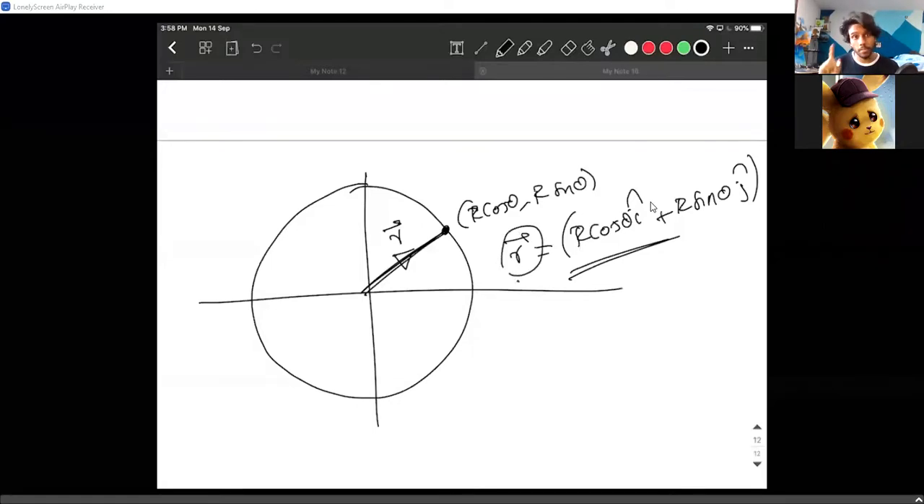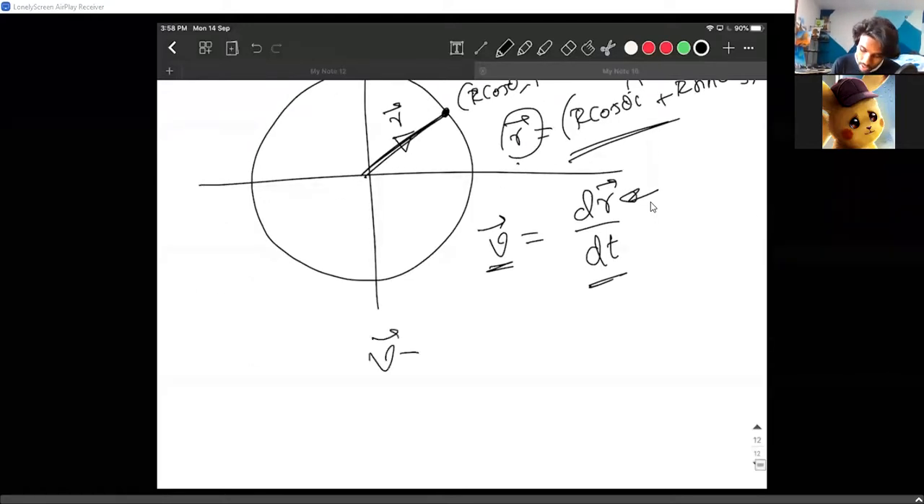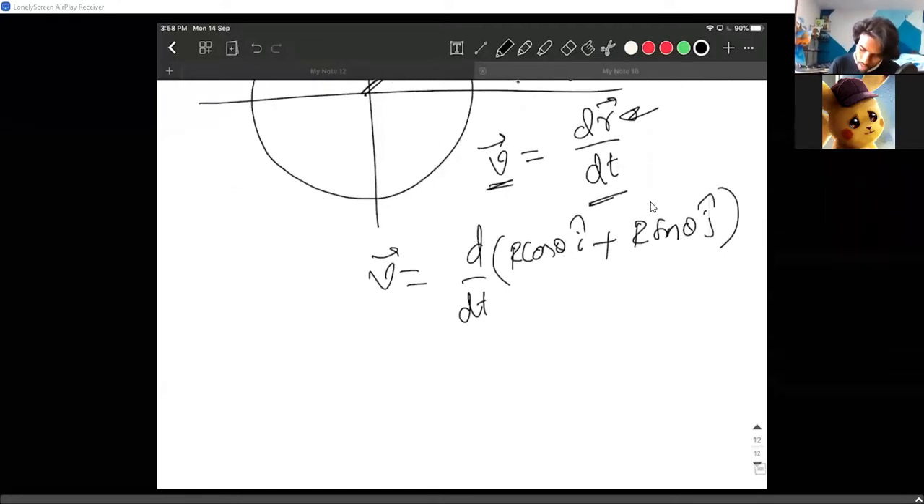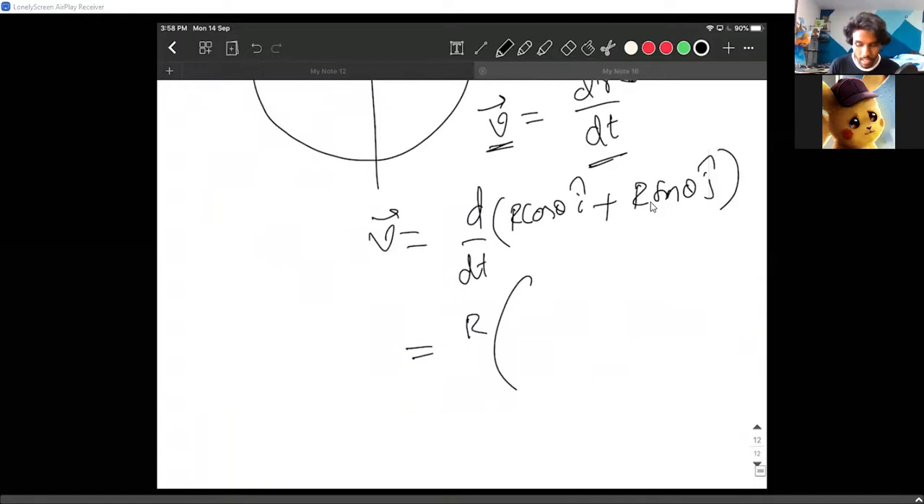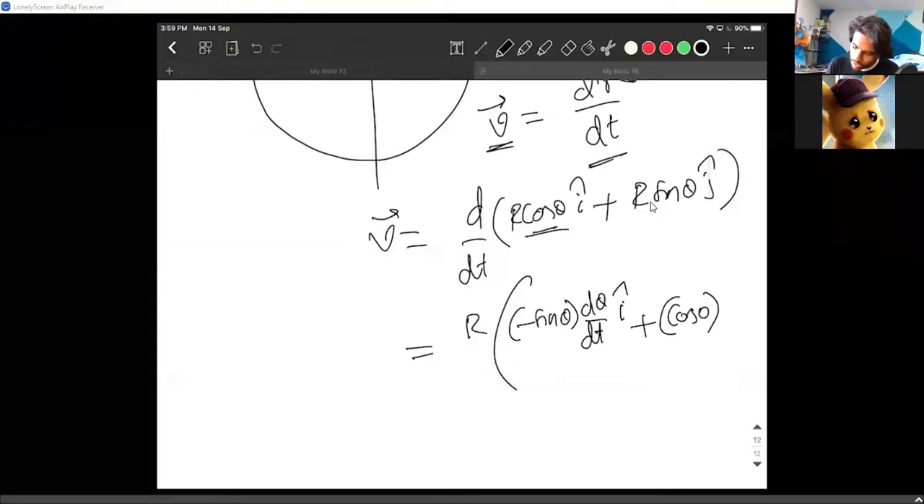Since you have the position vector, in the beginning of the topic I clearly told you the velocity vector is nothing but dr bar by dt. If you differentiate the position vector, you must get the velocity vector. So the velocity vector is d by dt of the position vector, r cos theta i cap plus r sin theta j cap. Differentiate: r is constant, so I'm taking r completely out. Cos theta's differentiation is minus sin theta into d theta by dt i cap, plus sin theta's differentiation is cos theta into d theta by dt j cap. If you don't know how differentiation works, I think you guys are done.